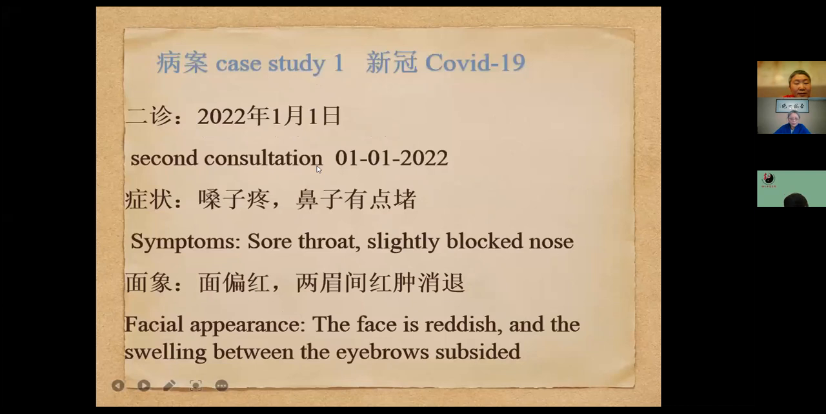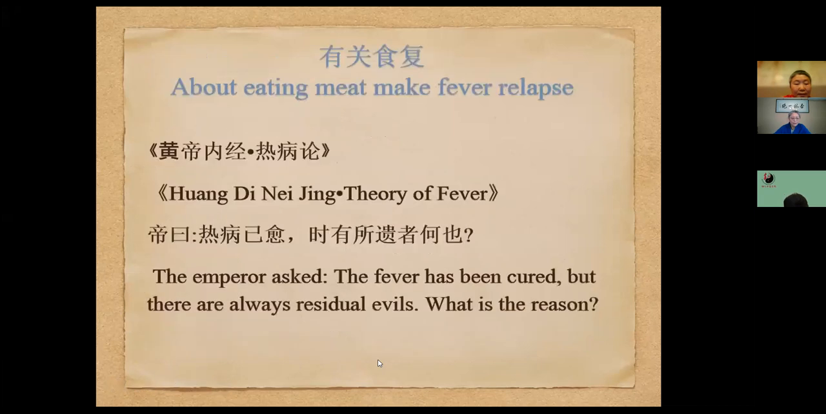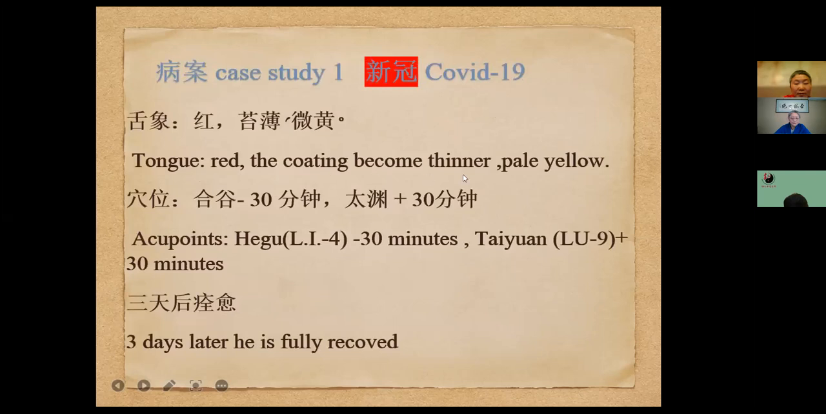The second consultation was on New Year's Day. Symptoms: sore throat, slightly blocked nose. The face was reddish, and the swelling between the eyebrows was subsiding. The tongue was red, and the coating became thinner, pale yellow. So we used Hegu, reducing 30 minutes, and Taiyuan, 30 minutes. Three days later, he fully recovered. Using acupuncture to treat COVID is quite quick and very effective.